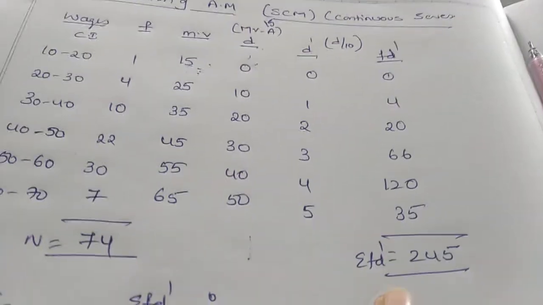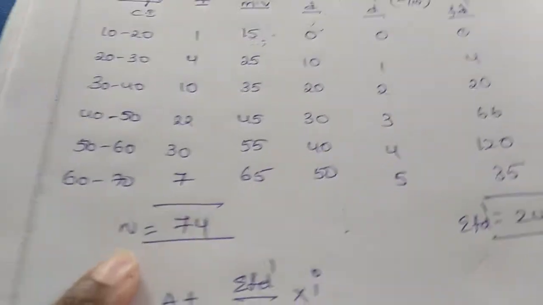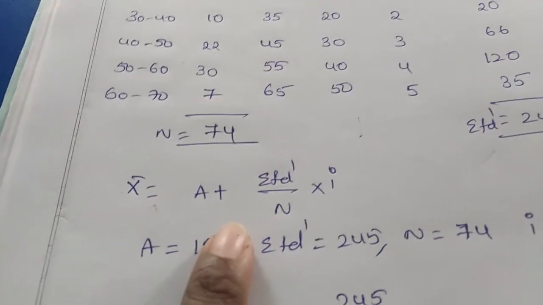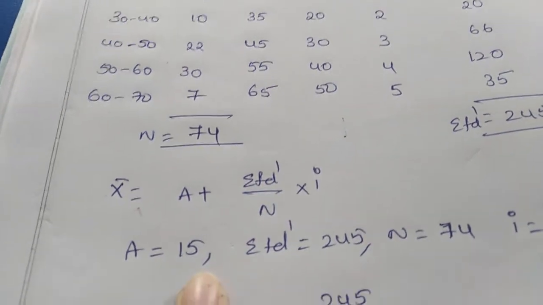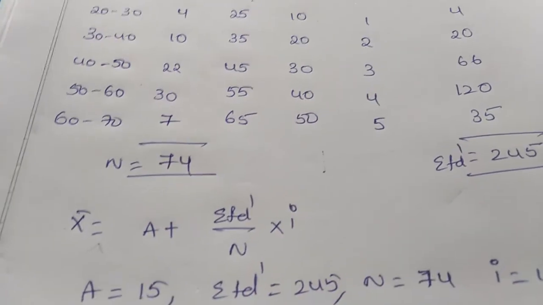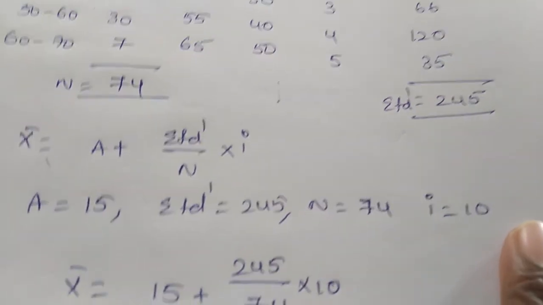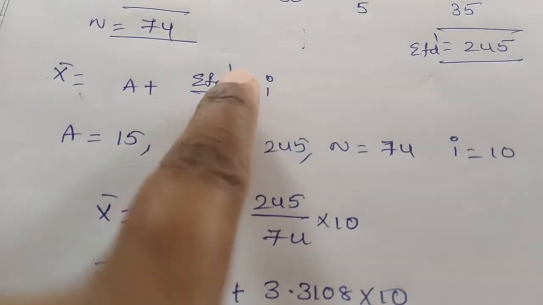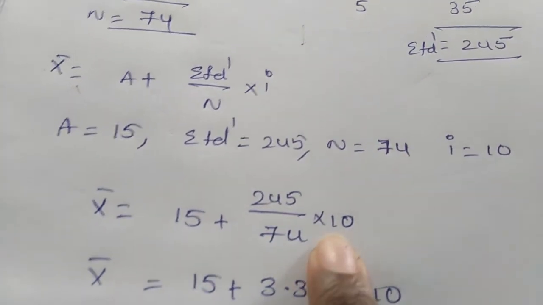Afterwards, total the FD dash. Sigma FD dash is 245, and N is equal to 74. Now, mean is equal to, by the shortcut method formula, A plus sigma FD dash by N into I. A is 15, the assumed value which we have taken. Sigma FD dash is 245. N is 74. I is equal to 10.